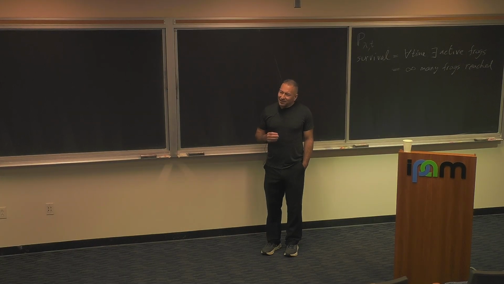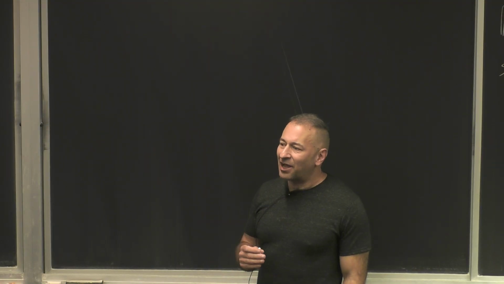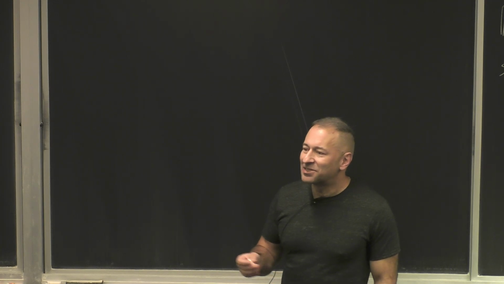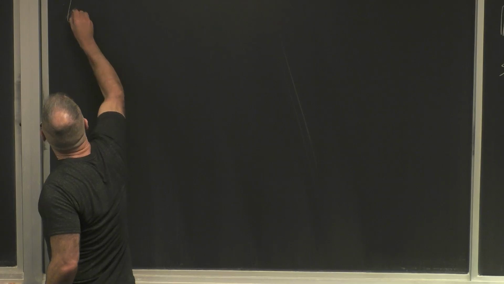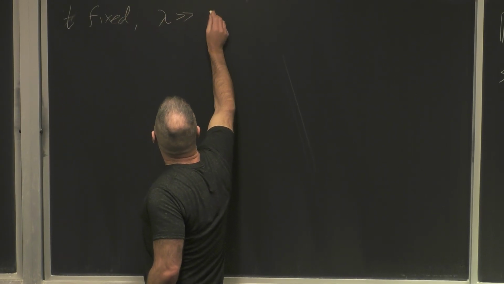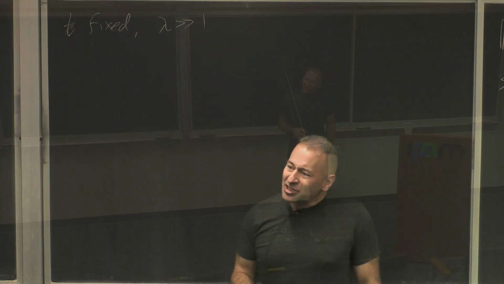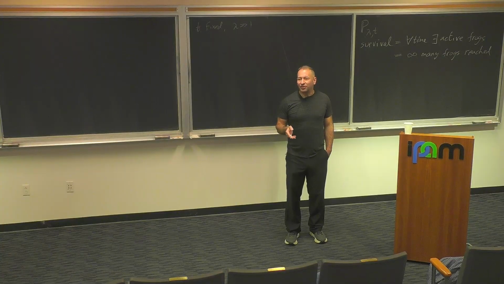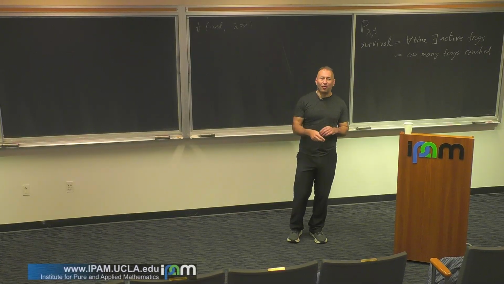So the easiest of the three theorems is that if lambda is large enough, then the process will survive. So if you take t fixed, lambda sufficiently large, what's the argument here? We can just compare it to Bernoulli percolation. So how do you do this? You just say every time you reach a vertex, you wake up lambda frogs, a million frogs.